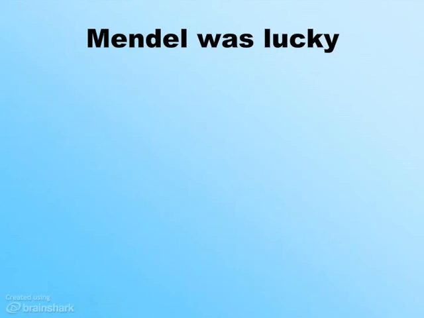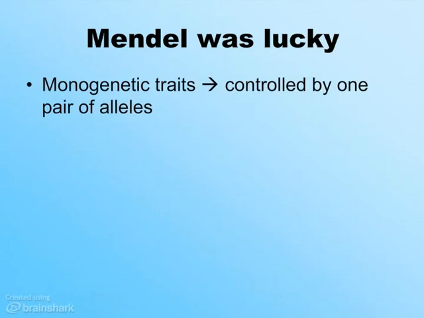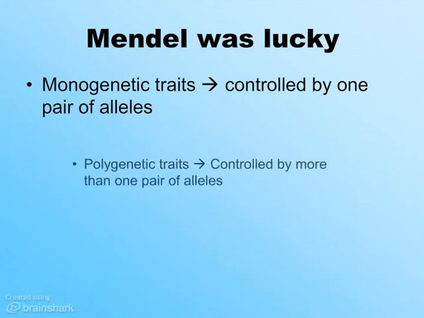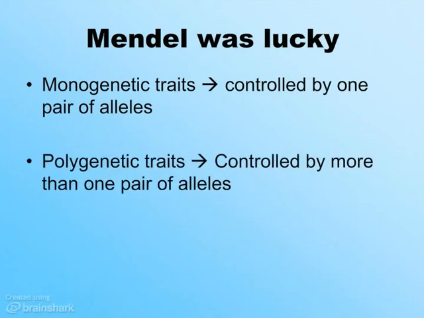So in some ways Mendel was lucky in the traits that he chose. Most of the traits that he chose were controlled by one set of alleles. We call these monogenetic traits. We know now that most traits are actually controlled by more than one set of alleles, or polygenetic traits. So he was lucky that when he talked about round versus wrinkled peas, or yellow versus green pods, or inflated or shrunken pods, all those traits were, for all intents and purposes, monogenetic traits.